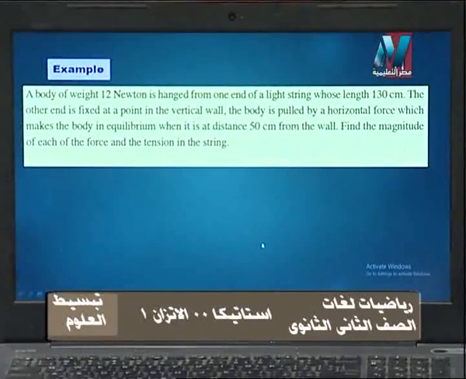Example: a body of weight 12 Newton is hung from one end of a light string whose length is 130 centimeter. The other end is fixed at a point on a vertical wall. The body is pulled by a horizontal force which makes the body in equilibrium. It's important to say equilibrium. When it is at a distance 50 centimeter from the wall, find the magnitude of each of the force and the tension in the string.